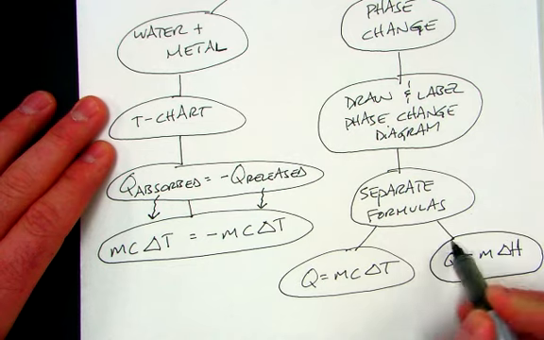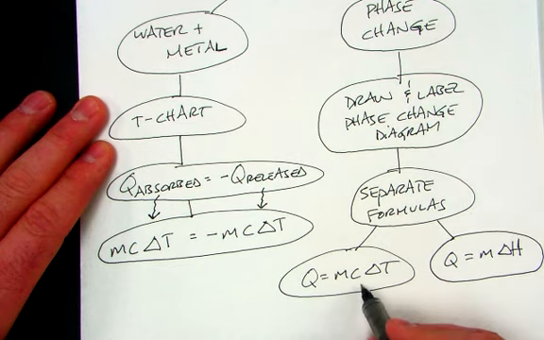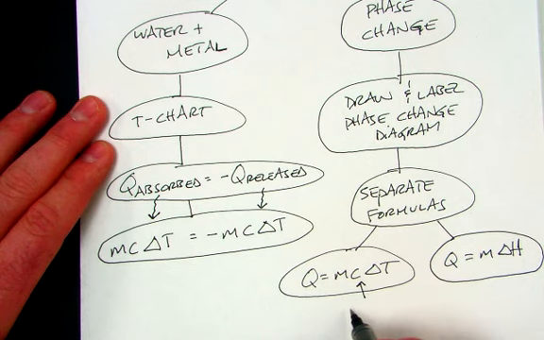The other thing you need to keep track of, for your C value, is the state of matter. Are you at a solid? Are you in a liquid or in the gas phase? Because the specific heats for those things are a little bit different.